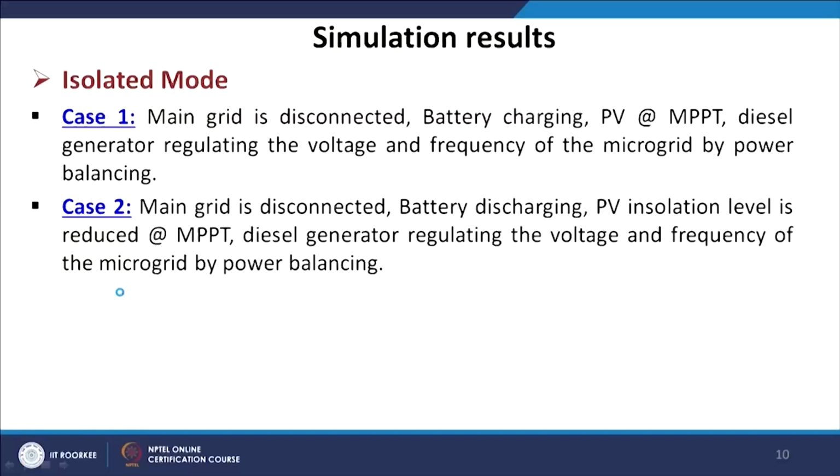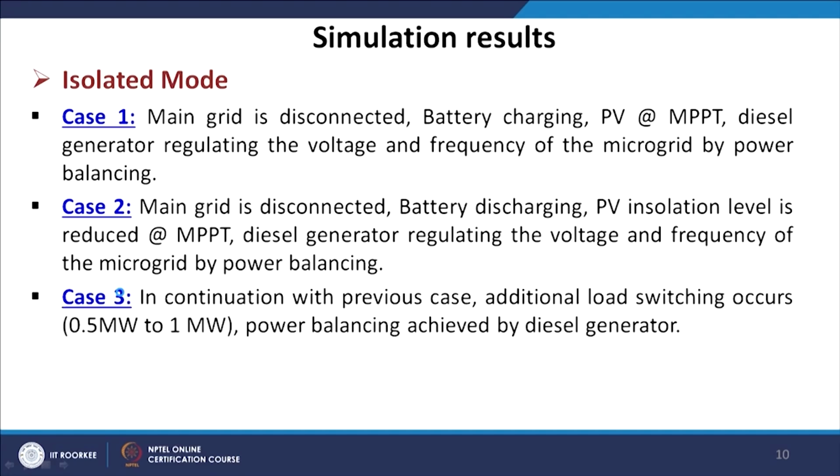Now, we can have one more case where the main grid is disconnected, the battery is discharging, PV is not operating at its MPPT or is reduced from MPPT, and the diesel generator regulates both voltage and frequency of the microgrid by power balancing.